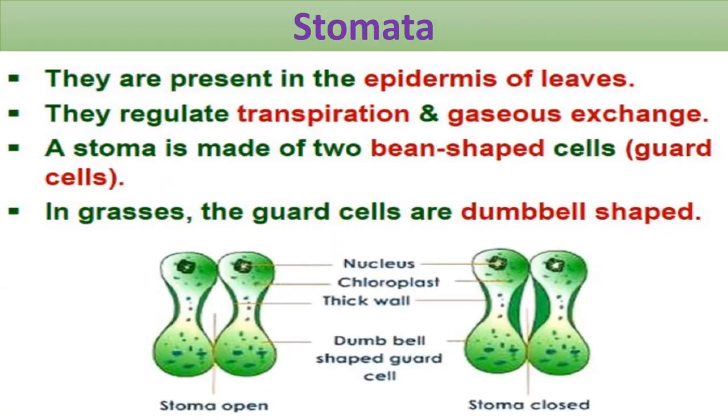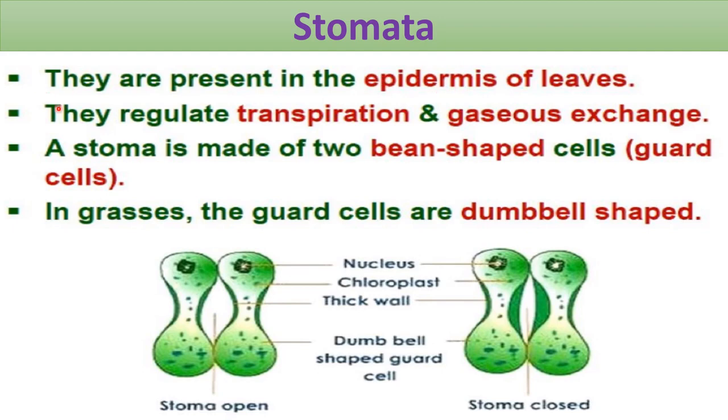This type of tissue under epidermal tissue system is stomata, and they are present in epidermis of leaves. So stomata are present in leaves. In which layer of leaves? They are present in epidermis of leaves. Actually they are modification of the epidermis.